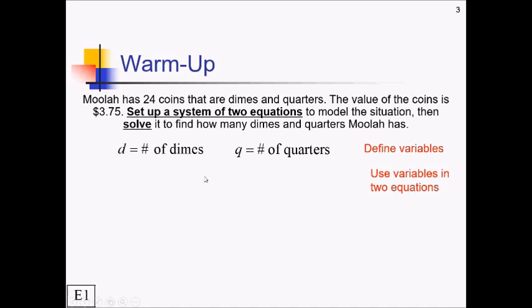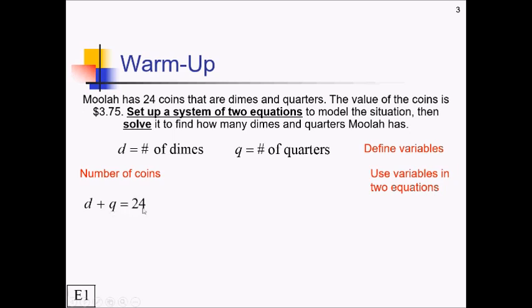Alright, so in this problem, we've got two different takes on the information. The first piece of info they gave us is the number of coins. Now we know that if I take the number of dimes and add that to the number of quarters, I should end up with 24 coins. So we can write an equation talking about the number of coins. We can say number of dimes, D, plus number of quarters, Q, equals 24, and that gives us one equation.